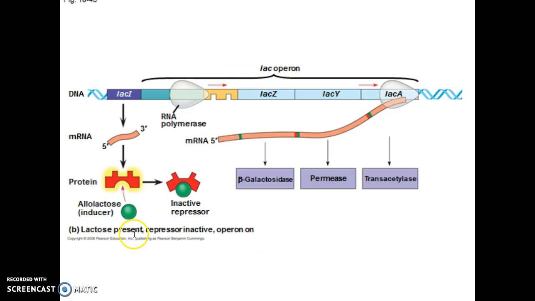However, when lactose is present, lactose, the inducer, will bond to the repressor protein, inactivating the repressor protein, and it will then jump off of the operator here, and RNA polymerase will then be able to bind to it. So the presence of lactose will bond to the protein, causing it to become inactive, and now our operon is turned on.